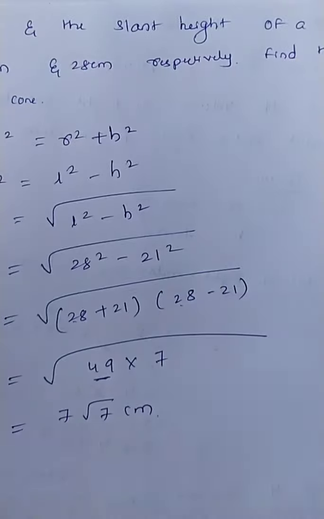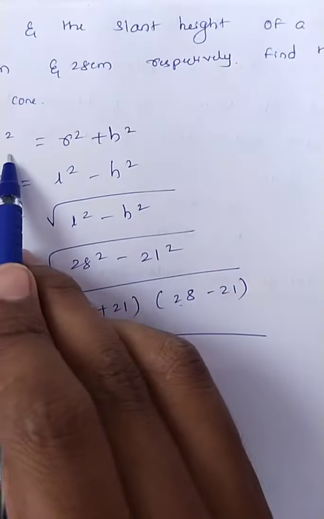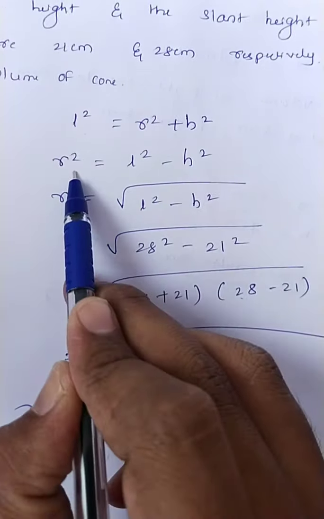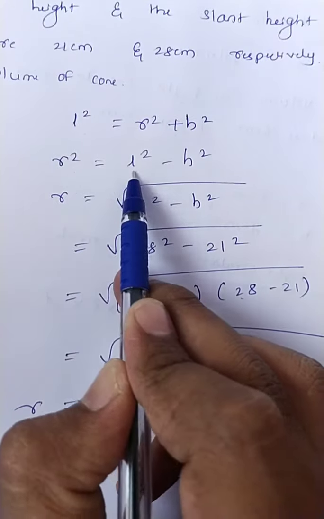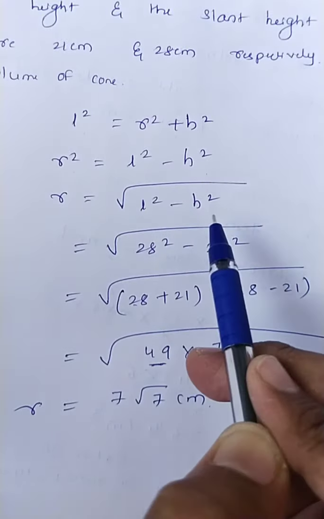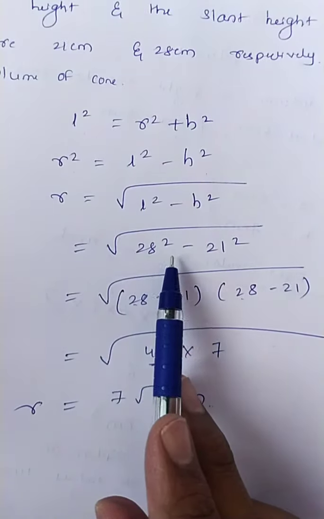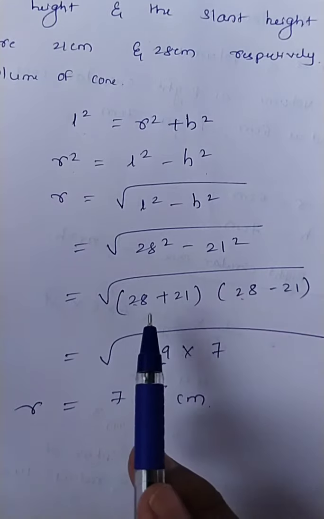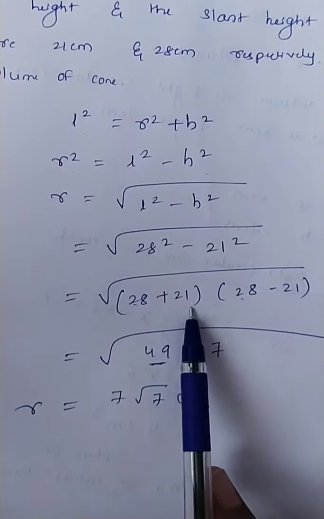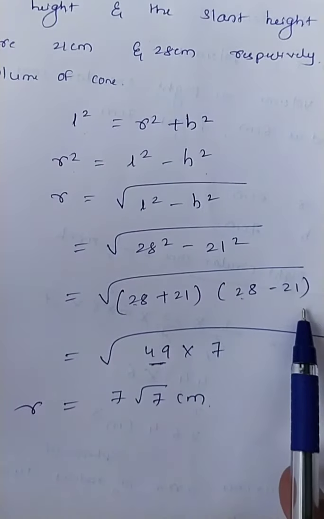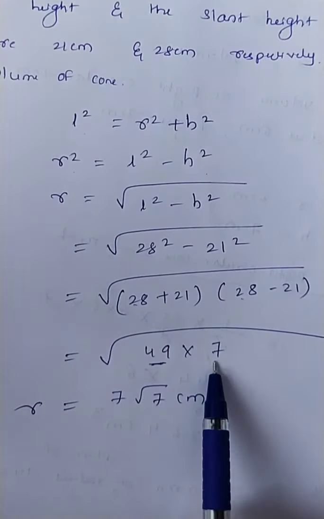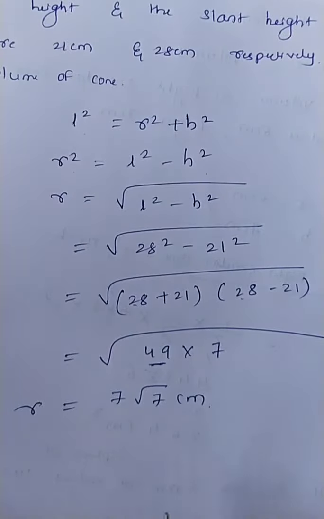So first you have to find this R. The slant height L square is equal to R square plus H square. R square is L square minus H square, so R is equal to root of 28 square minus 21 square. Using the A square minus B square formula, A plus B into A minus B, that is 28 plus 21 into 28 minus 21. 28 plus 21 is 49, into 28 minus 21 is 7. So R is equal to 7 root 7 centimeter.